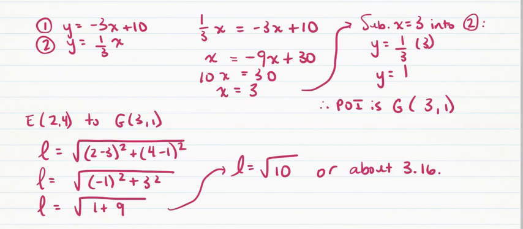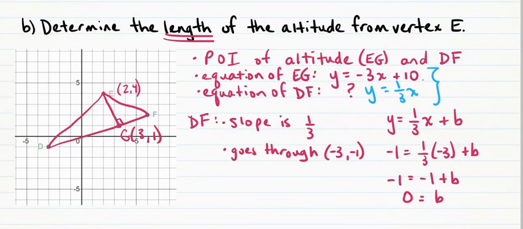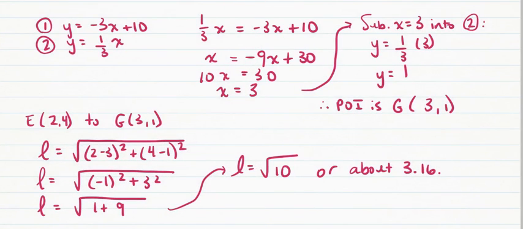Here you can see that we went through the process of finding the equation of EG, then the equation of DF by finding the slope and y-intercept. Then we found the point of intersection of those two lines, and then we finally calculated a length. So you really want to practice your ability to look at a question and determine the step-by-step procedure that you need in order to get to a solution.